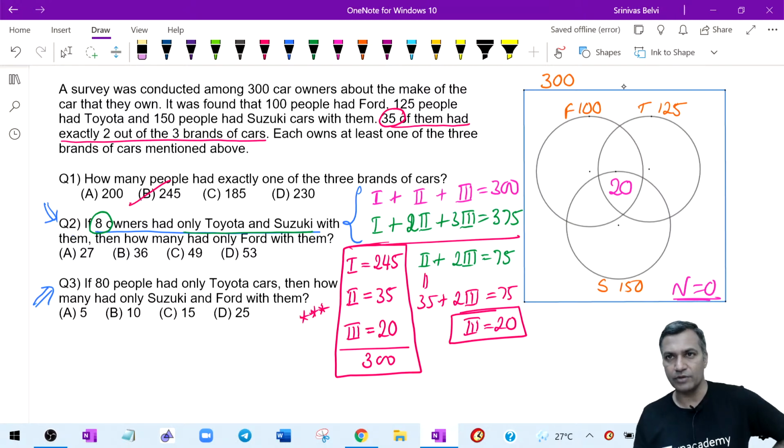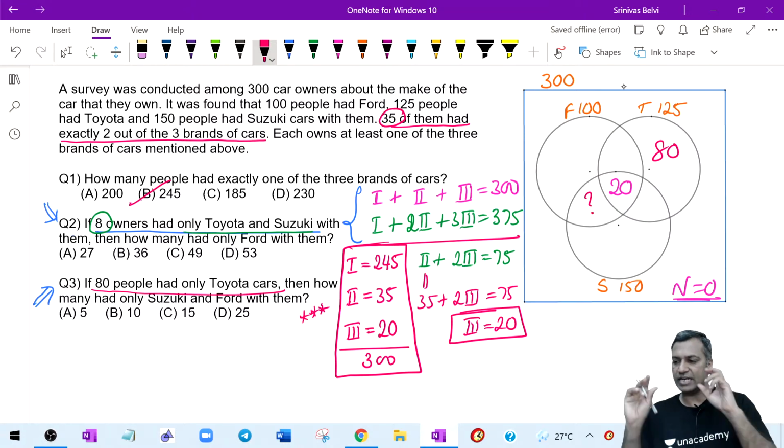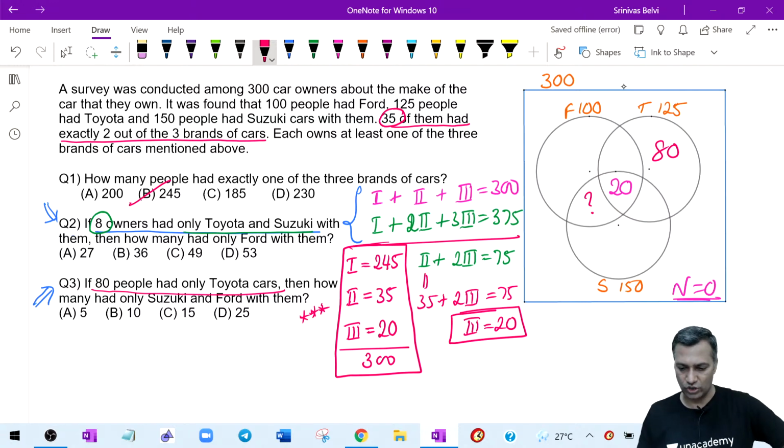About 4 of you gave the answer. All 4 of you are right. I'm hoping that everybody is getting the answer. Okay, if 80 people had only Toyota cars, this time he's saying that this number is 80, only Toyota cars, then how many had only Suzuki and Ford? Only Suzuki and Ford is this particular number. This is the question mark.